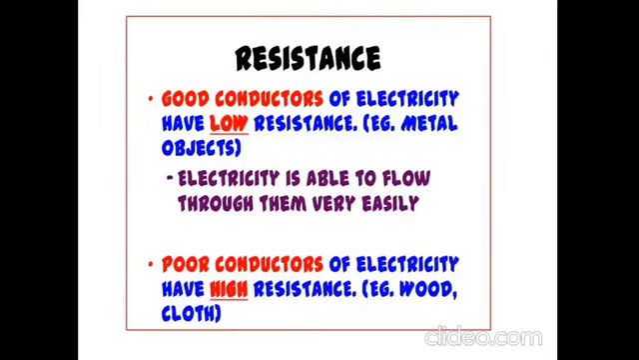Good conductors have low resistance as current can flow through them easily. So less hindrance, less stoppage means resistance is low. Poor conductors have high resistance as current cannot flow easily through them. So more stoppage, that means high resistance.